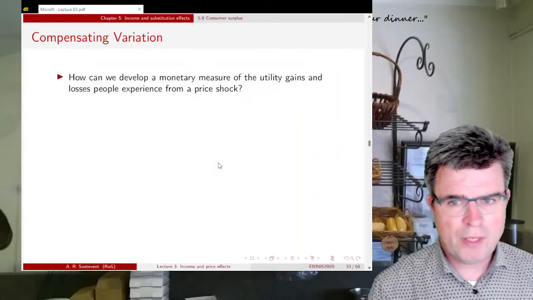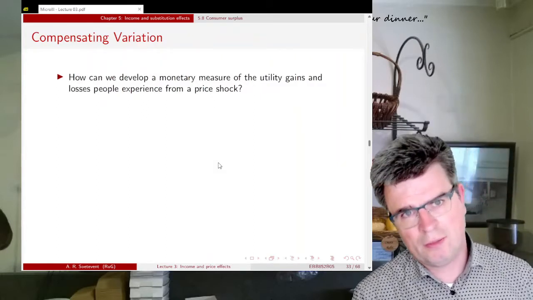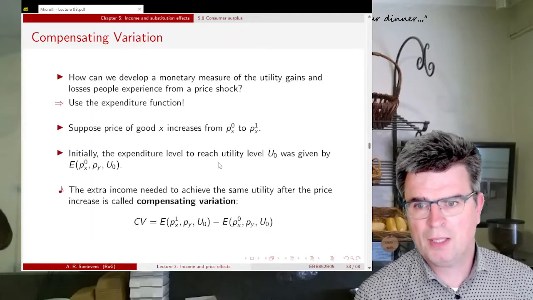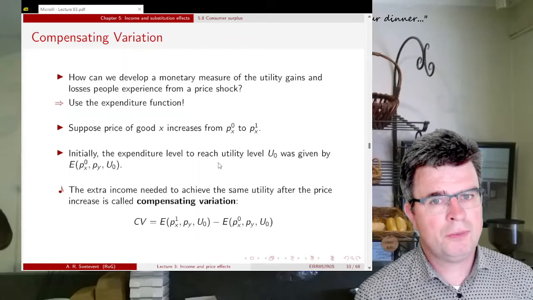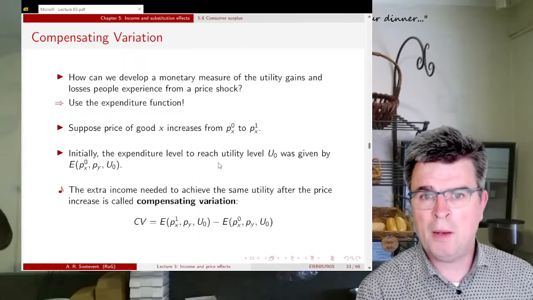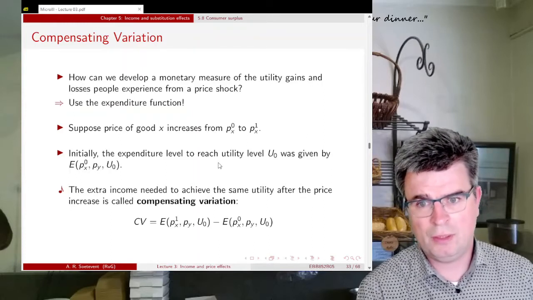So how can we develop a monetary measure of the utility gains and also losses that people experience from price shocks? The answer is to use the expenditure function, because the expenditure function gives us how much money we need in order to reach a certain utility level.